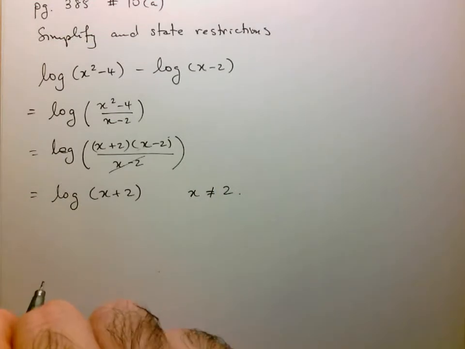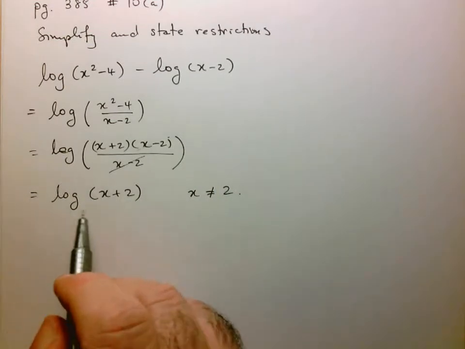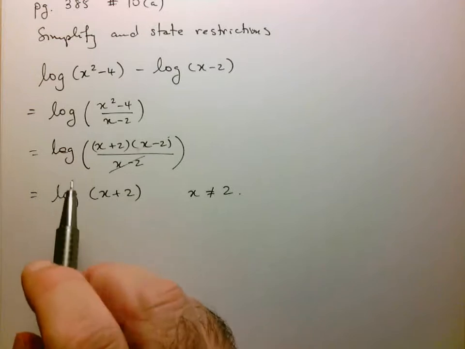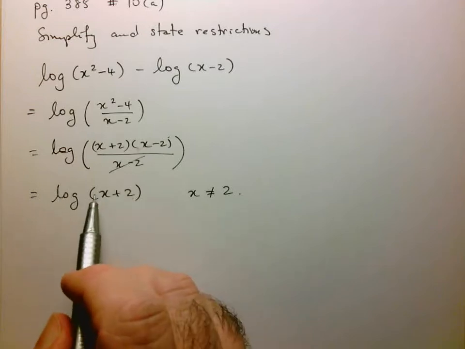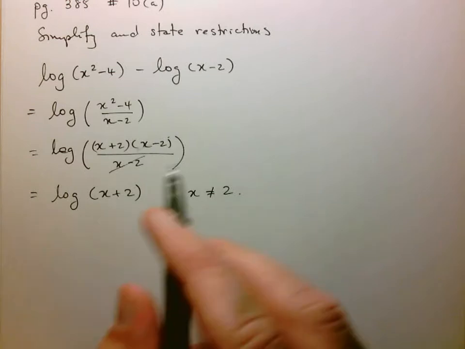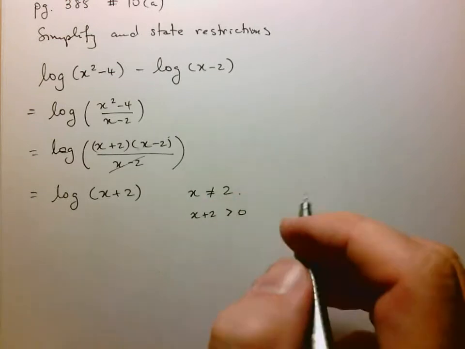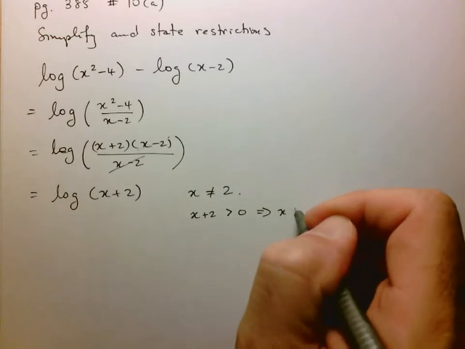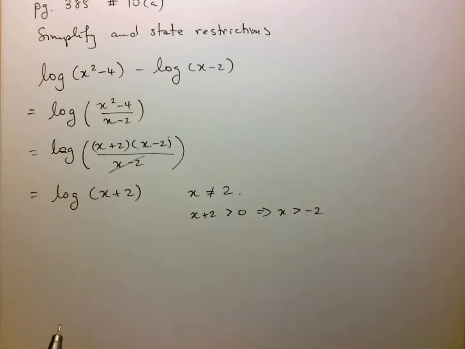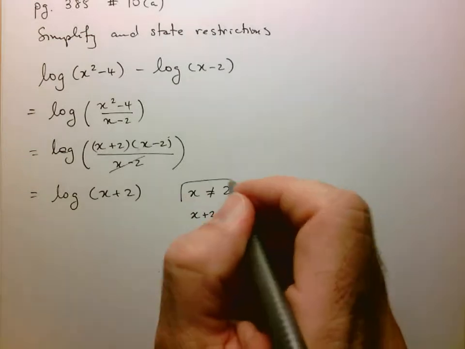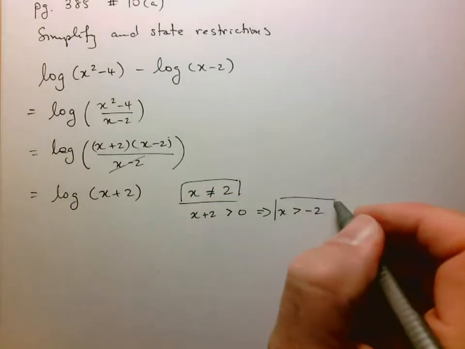But it does go beyond that, because remember, this is a logarithmic expression, and logarithms only accept strictly positive inputs. So I need x plus 2 to be greater than 0. In other words, x has to be greater than negative 2, but of course, can't be equal to 2.